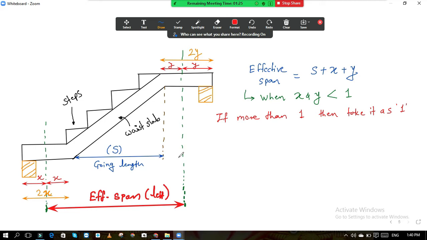If you want to read it, this is given in IS 456:2000, page number 63, clause number 33.1. This is given in detail over there. Whatever I have explained, the same thing is given over there.